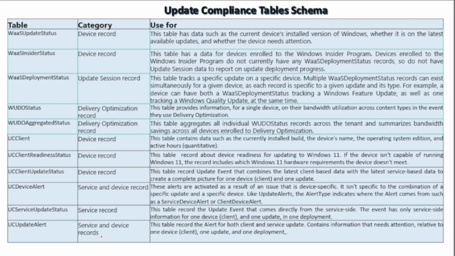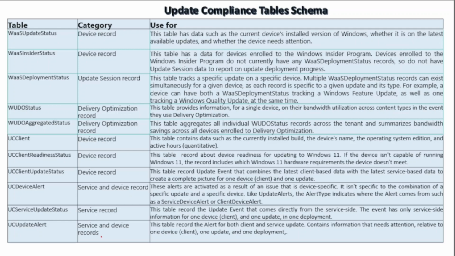The fourth table is the Windows Update Delivery Optimization Status table, and this table provides information for a specific device on its bandwidth utilization across content types, in the event they use Delivery Optimization. The fifth table is the Windows Update Delivery Optimization Aggregated Status table, and this table aggregates all individual Windows Update Delivery Optimization status records across the tenant and summarizes bandwidth savings across all devices enrolled in Delivery Optimization.